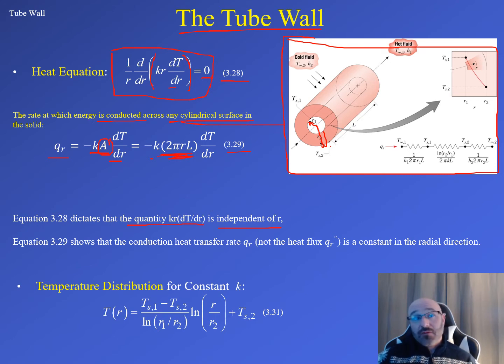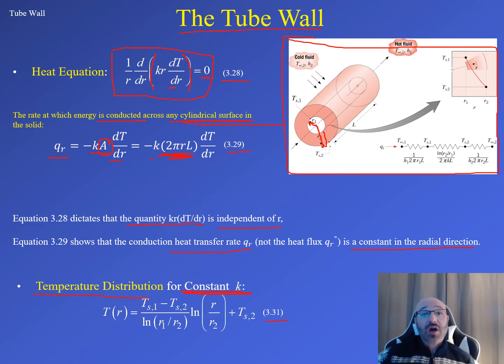Now what we can infer from equation 3.29 is that the conduction heat rate, our heat transfer rate q_r, but not the heat flux, is constant in the radial direction. Now from there we can go on and find that our temperature distribution for a constant value of K, if that K doesn't change, is given by the following equation down here, 3.31 in our textbook.